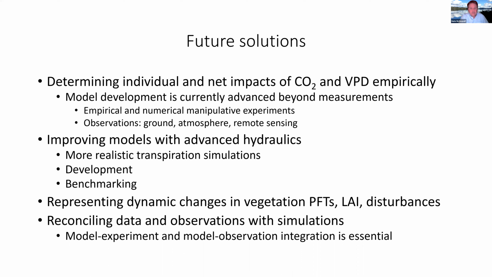I mentioned it already, but we need to have better representation of changes in PFTs, leaf area index, and through disturbances in particular. This is where the remote sensing and inventory data sets around the world can be used as benchmarks for distributed scale modeling. And the last point I basically already made, reconciling data and observations.